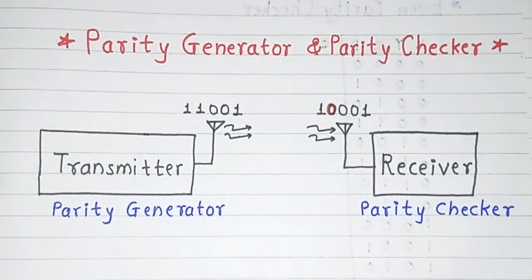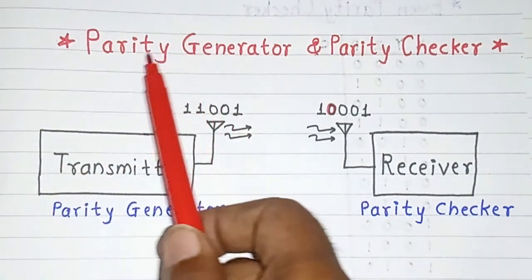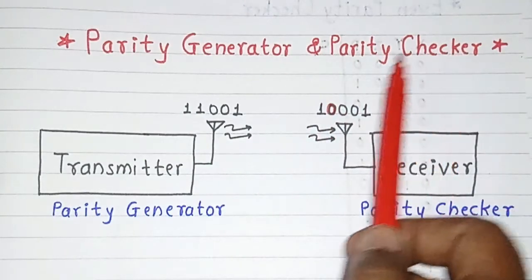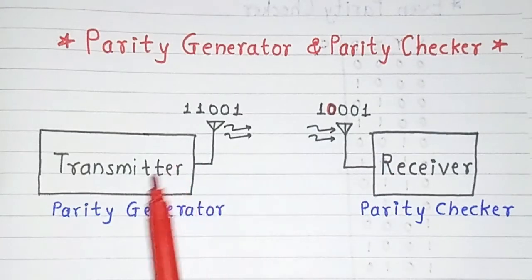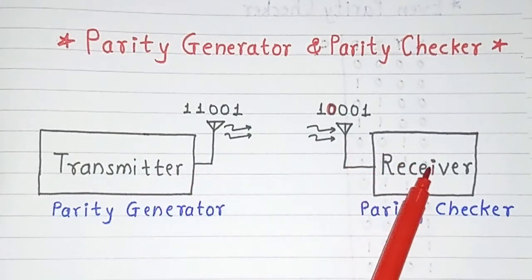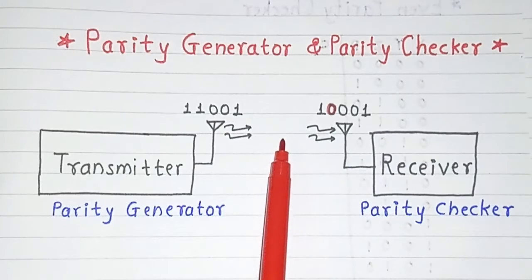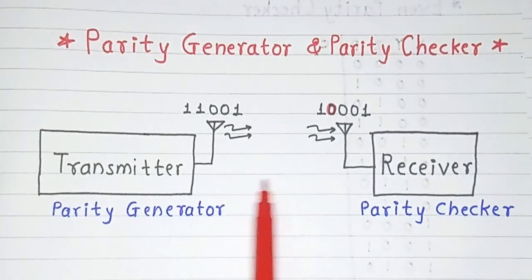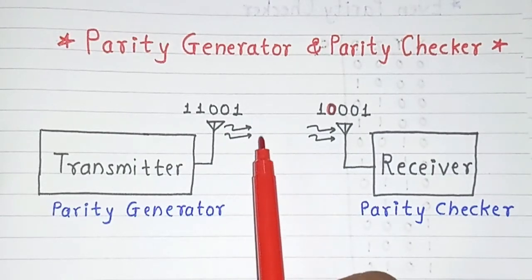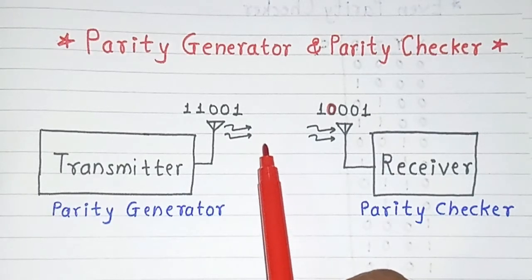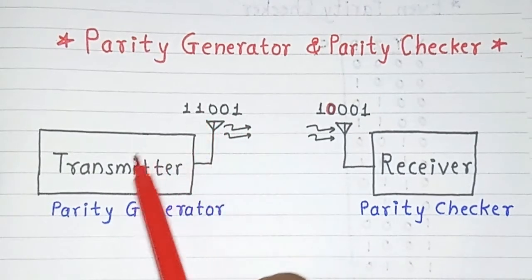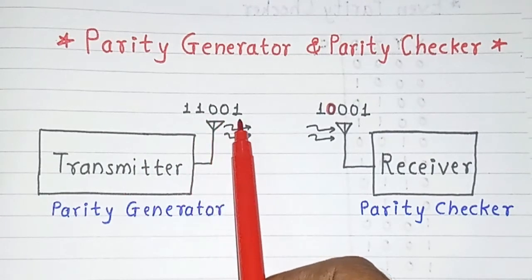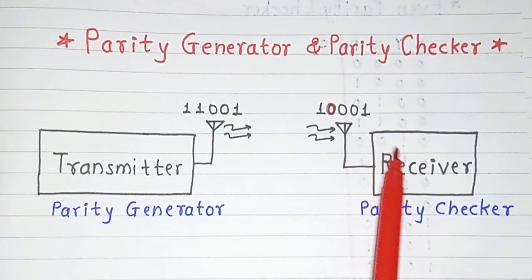Hello everyone, in this video we are going to see the parity generator and parity checker. So basically it is used in wireless communication systems. When the transmitter has to send some data to the receiver, there may be chances that due to the channel, or due to free space or the air channel, noise may be added into the sent message.